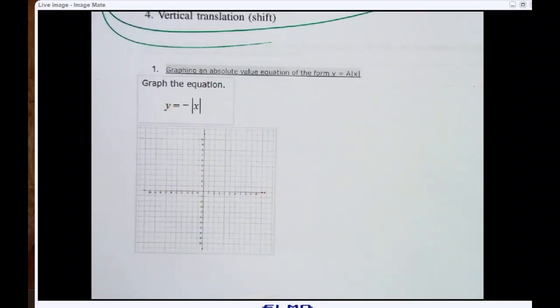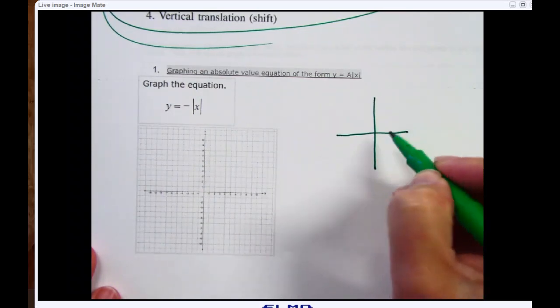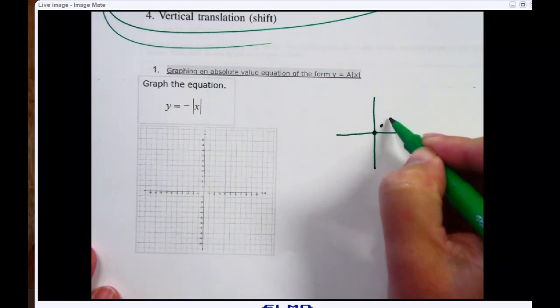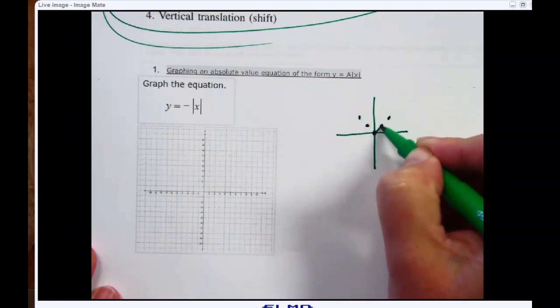Okay, absolute value. Do you guys remember what it looks like? It's been a long time. Okay, good. It's a V. It's one of those. So our parent function sits here, and then we were over 1, up 1, over 2, up 2, and it was reflected on the other side.